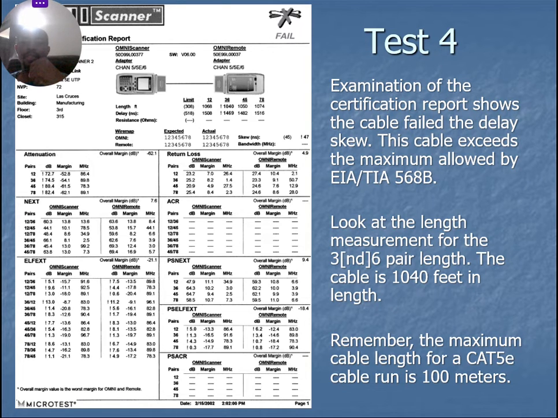You remember delay skew is the time difference between when the signal propagated in one wire of the twist and the time it took to propagate in the second wire of the same twist. So when that failed, it means the cable exceeded the maximum allowed by the standard, which is 568B, the TIA 568B standard that has been specified.